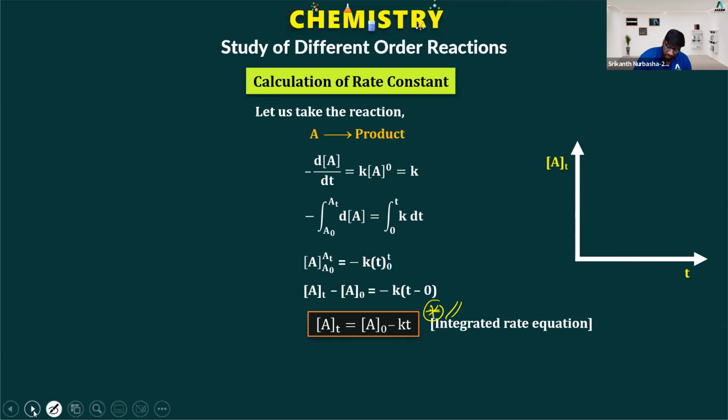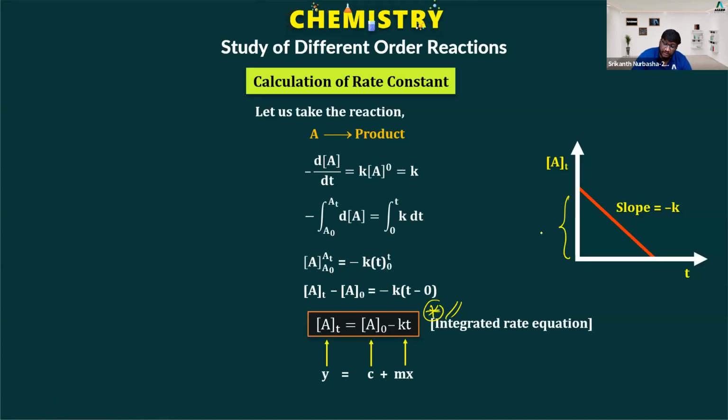If you plot the graph, you will get a y is equal to mx plus c form. You will get a straight line with a negative slope. Slope is equal to minus k and a positive y-intercept, because initial concentration cannot be 0. Concentration of A at any time is equal to initial concentration minus Kt.